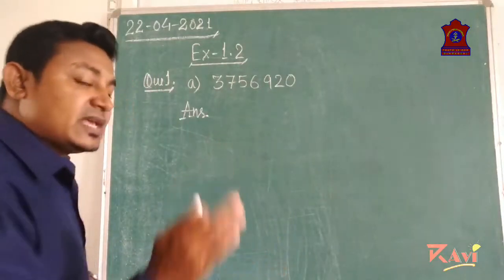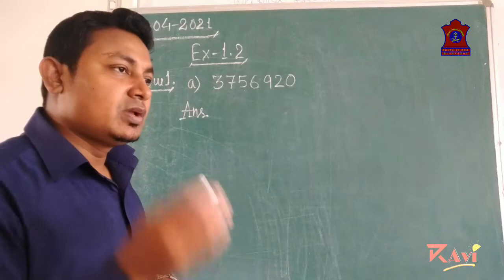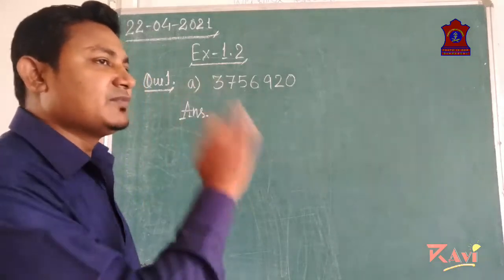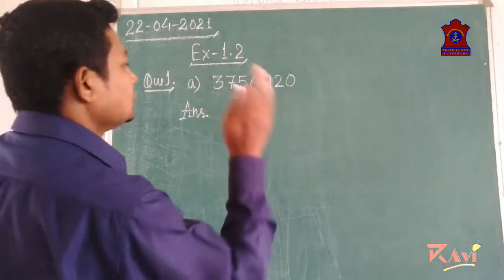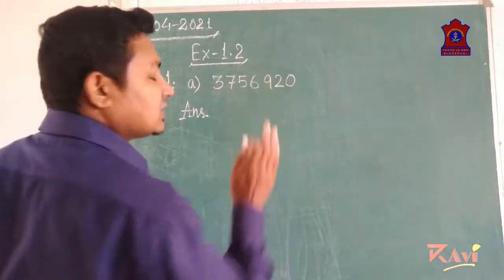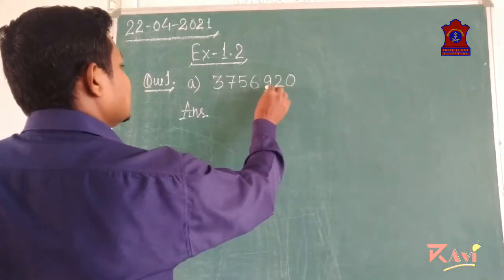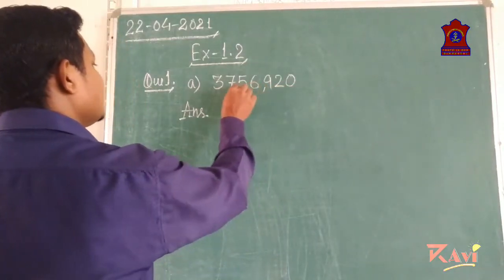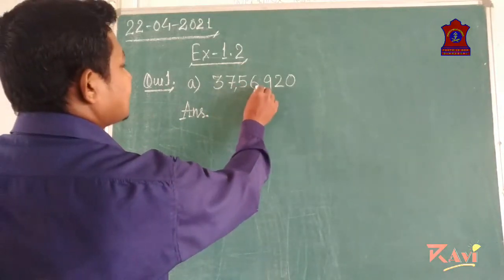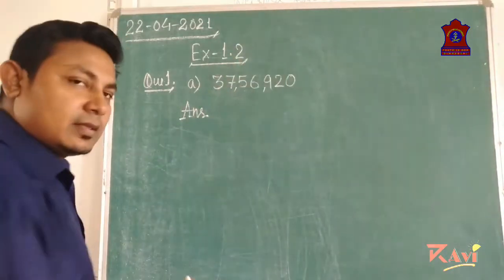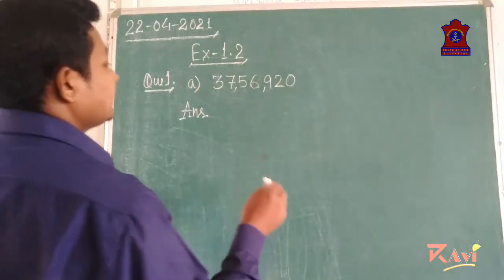Okay, so the first thing is what? When the place value is not mentioned in the question, what will you do? You have to assume that it is given in the Indian place value chart. So first, you need to place commas as per the Indian place value chart. Ones, tens, hundred, put a comma, thousand, 10,000, put a comma. See, what is the value now? 37,56,920.